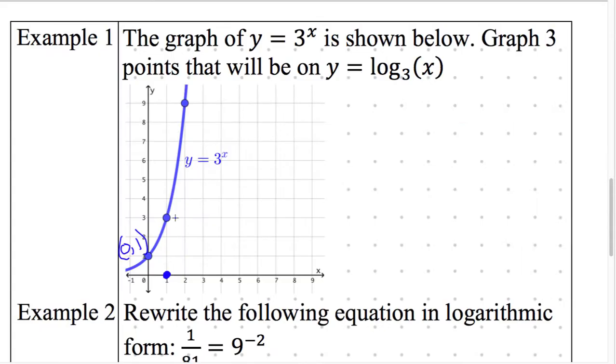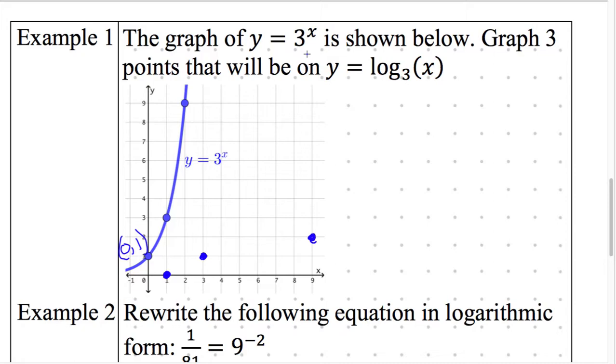What's the next one going to be? 3, comma 1. Because this was 1, comma 3, it's now 3, comma 1. And then the last one's 9, comma 2. Write them down. All you have to do is change the x's and the y's because that is an inverse function. Log base 3 of x is the inverse function of 3 to the power of x.